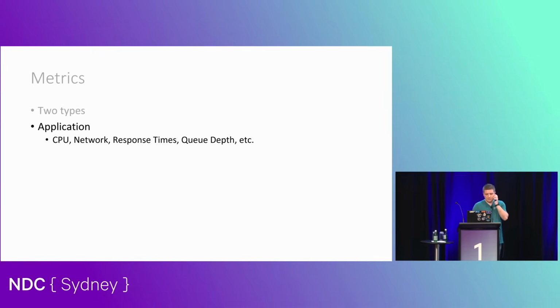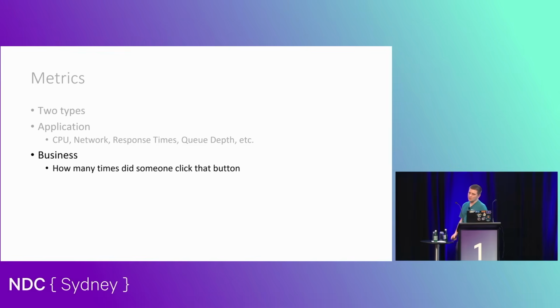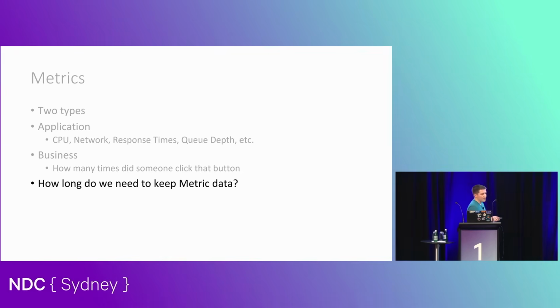All right, so quickly hit on metrics. Really there's two types. There's application level metrics like CPU, network, memory, queue depth, response times, time to interactive, all those application-y type metrics. And then there's business type metrics, like how many times did somebody click that button? So again, you have to ask yourself, how critical is this data? How long do I need to keep it around for? And does it have any guarantees that I might want on it?